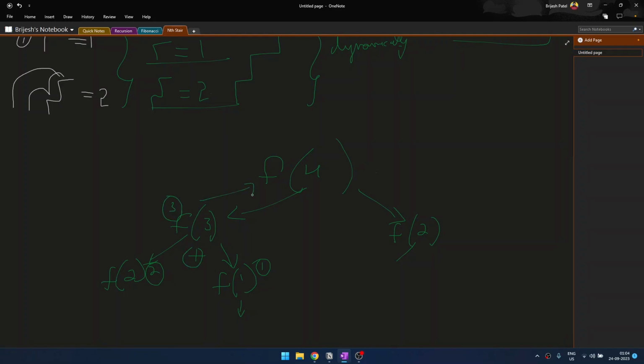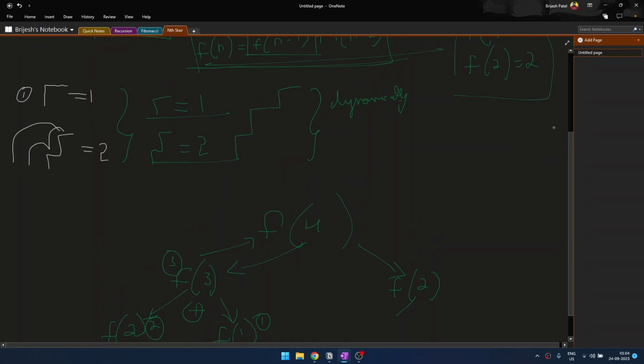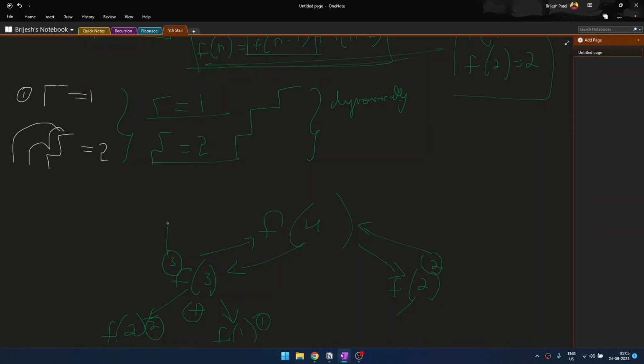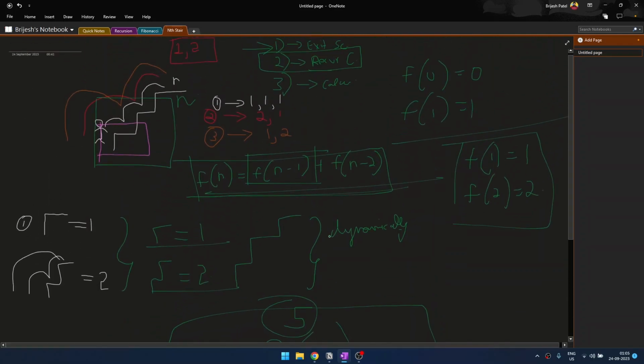3 is then fed back to 4. Here f of 2 we already know the value, that is 2. So this 2 is fed back to f of 4. So we need to sum these both up. 3 plus 2, 5. So there are 5 ways to climb the stairs when we have 4 stairs.